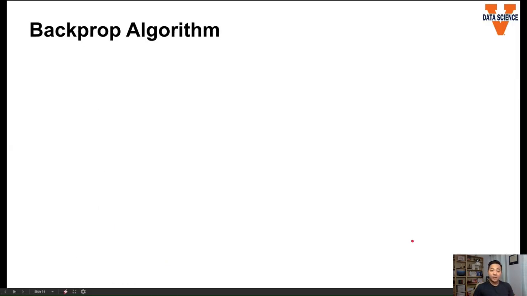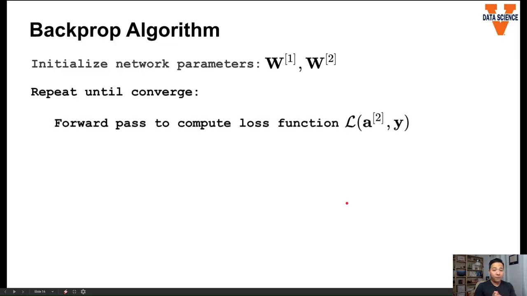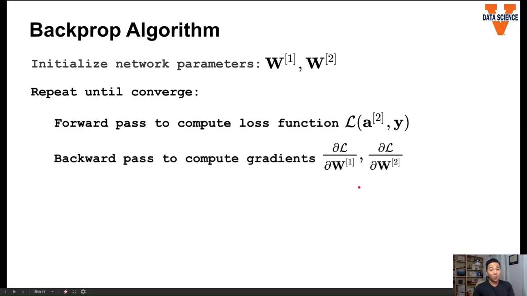Now, let's put everything together in the backprop algorithm. So first, you initialize the network parameters, W1 and W2, to random values. Or we have other really neat ways to initialize the network. We will cover it in the next modules. Then we repeat until convergence. Pass the signal forward to compute the loss function all the way through. And then pass the signal backward to compute the gradient, right?